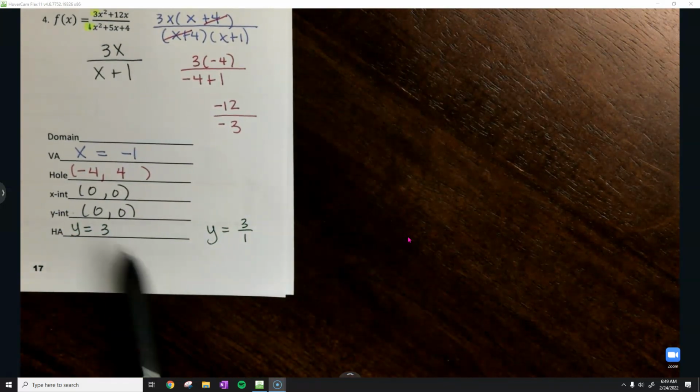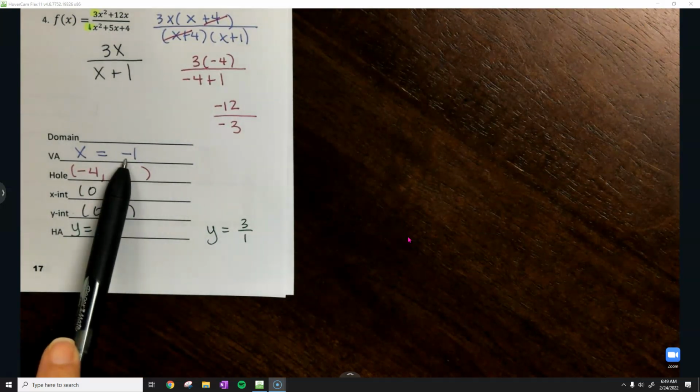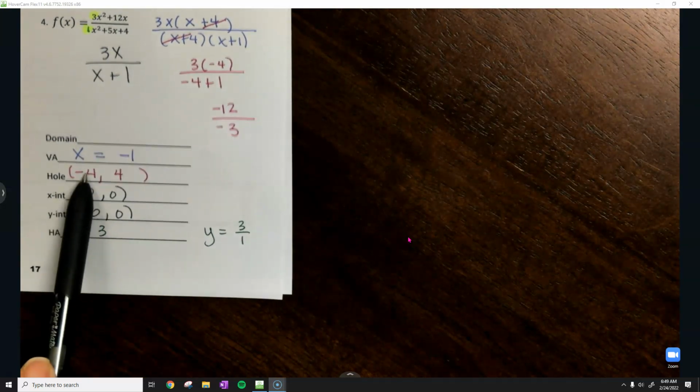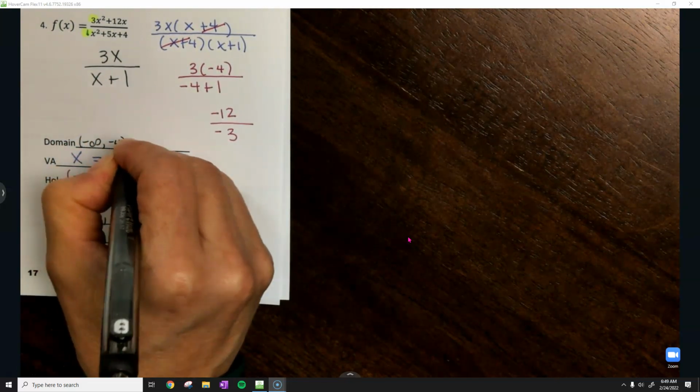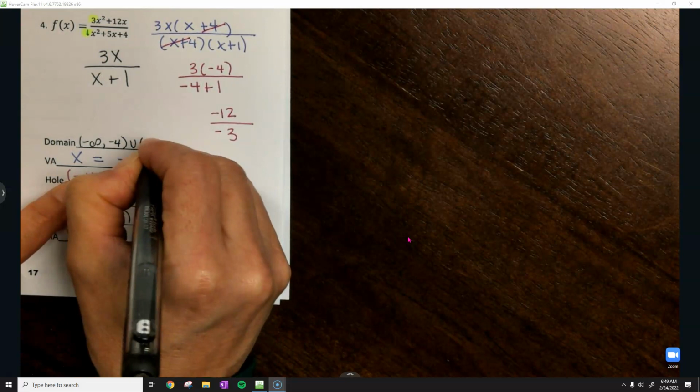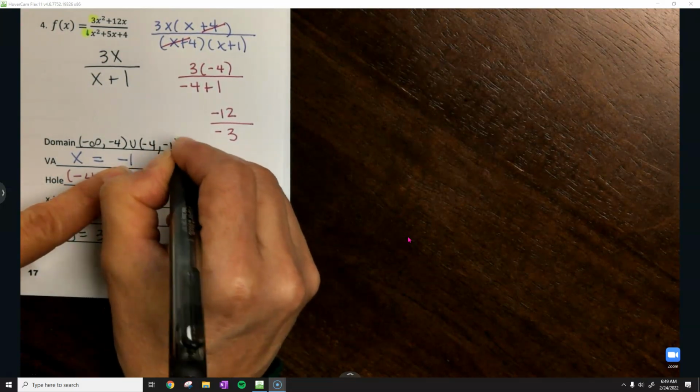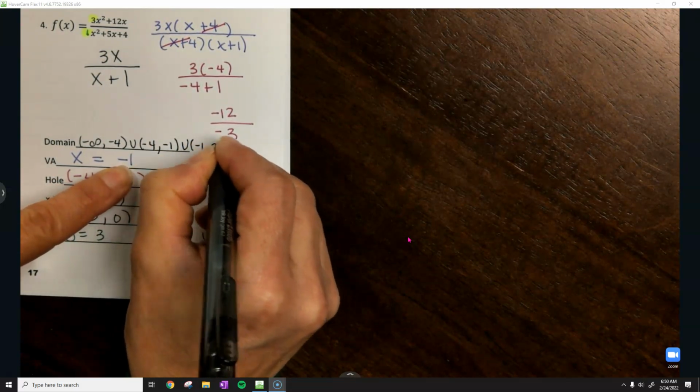Let's go ahead and knock out our domain. Remember, your domain cannot include a vertical asymptote or a hole. So it's going to be -infinity to -4, -4 to -1, and then -1 to infinity.